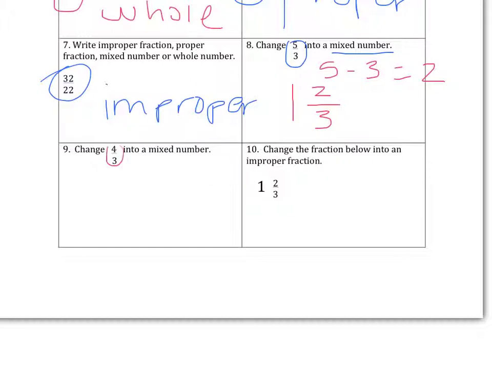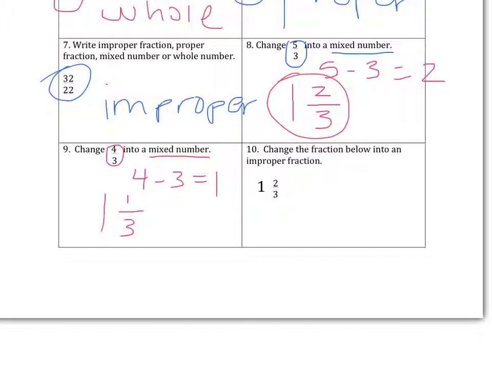This one says change 4/3 into a mixed number. Okay? So a mixed number is going to look like number 8 and have a whole number. Again, how many times does 3 go into 4? 1. 4 minus 3 equals 1. So 1 becomes our numerator, and as always, our bottom number will stay the same.